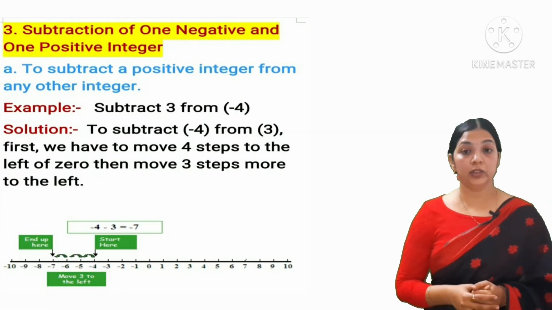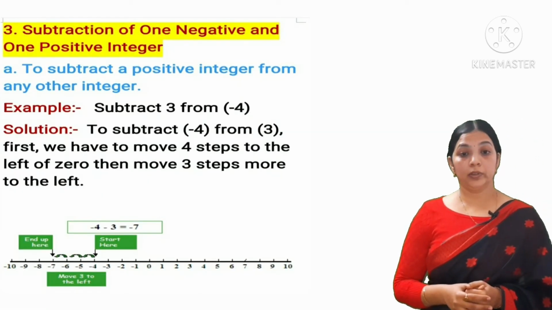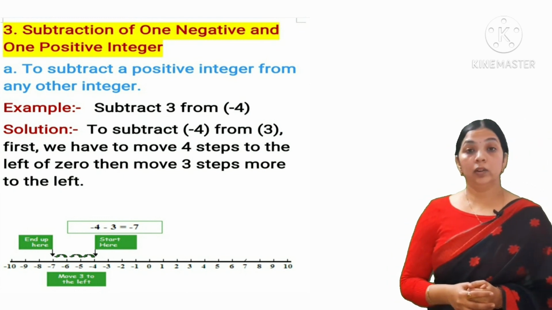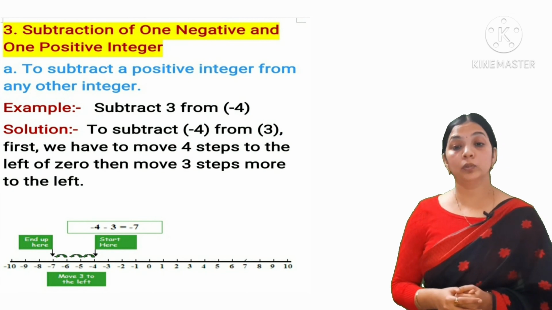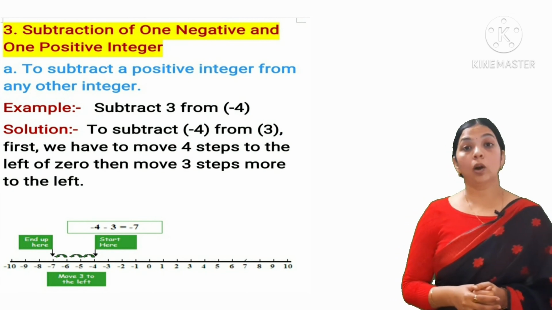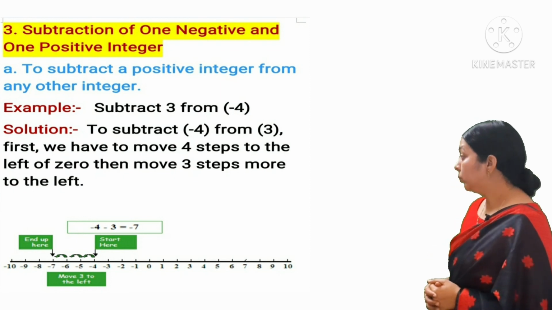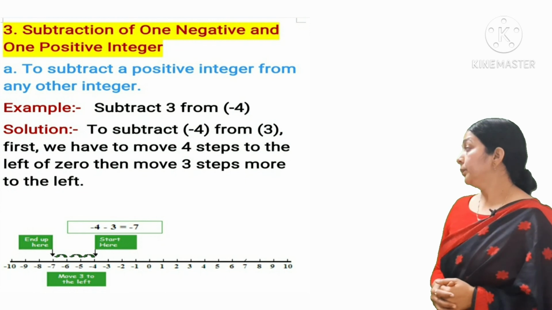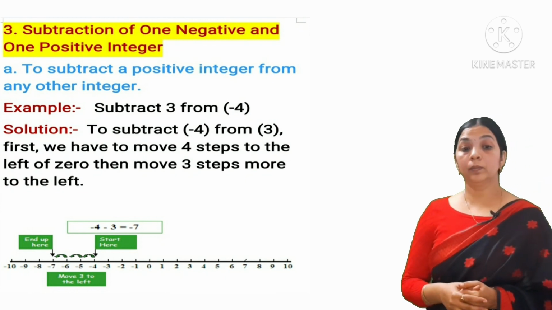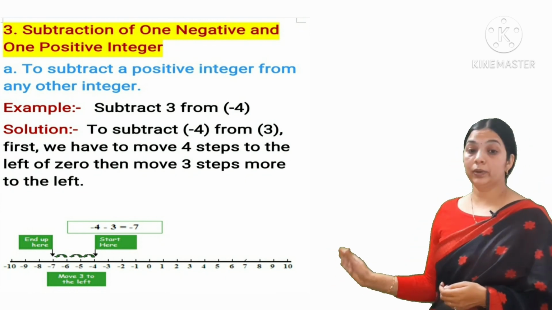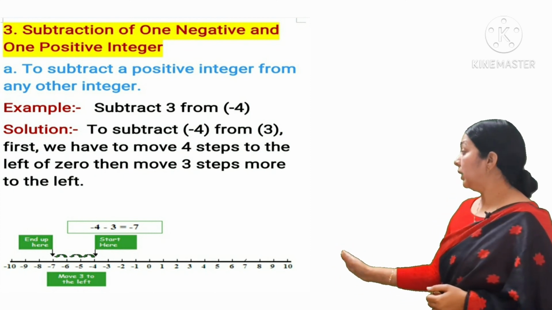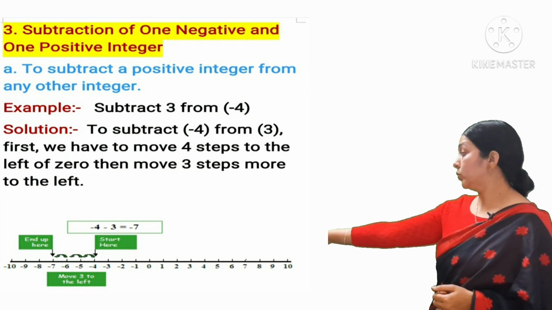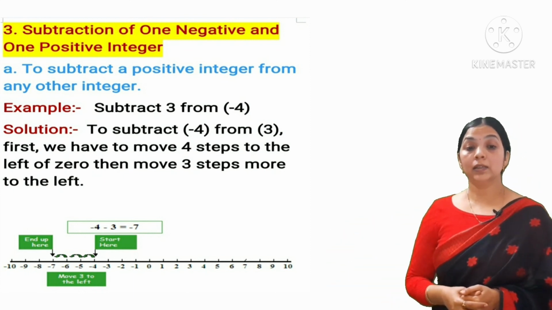Subtraction of one negative integer and one positive integer. Let's take this example, 3 from minus 4. So we have to subtract 3 from minus 4. First we will move 4 steps left of the 0, so here minus 4. Now we have to subtract 3, so we will again move 3 steps towards left. So minus 4 and 3 steps towards left, it would result in minus 7.